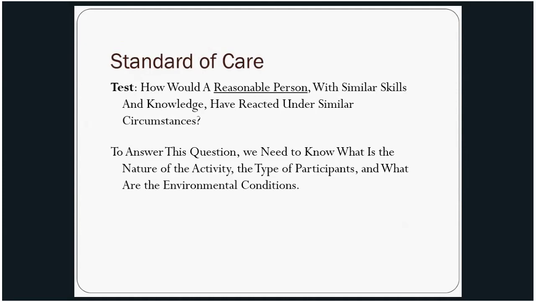So how would a reasonable person with similar skills and knowledge react in similar circumstances? That's the standard of care that we're looking at. So we need to know what the activity is and the types of participants. Are they young? Are they old? Are they new to the sport? Have they ever been in this situation before? What are the environmental conditions? We know this when we're driving cars. If it's snowy out, or raining, or dark out, our responsibility, our obligation, is to lower our speed, turn our lights on, and take more care.